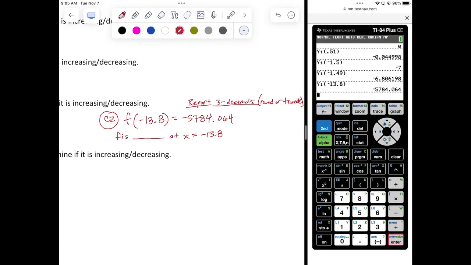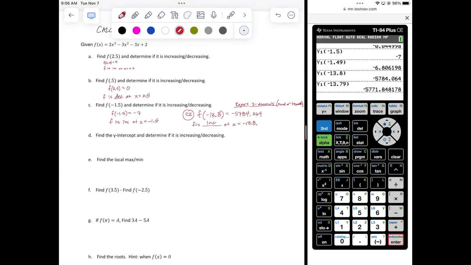Now, to see if it's increasing or decreasing, we'll alpha trace, enter. What's the value that is just to the right of there? Negative 13.79. And you compare it, and the value is bigger, right? It's less negative, so it's bigger. So f is increasing at x equals negative 13.8. I want you to write out that complete sentence. Don't just put increasing. I want you to put f is increasing at x equals negative 13.8.